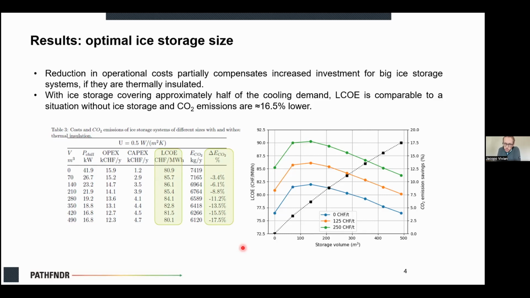Another result, which is not that beautiful, let's say, because we spend a lot of money to have a nice storage, and we save overall only 17% of CO2 emissions. Why? Because we are moving loads from the cooling season to the heating season. So we are shifting energy from a period with a low CO2 footprint of electricity to a period with a high CO2 footprint of electricity.